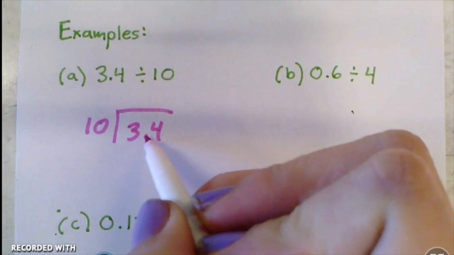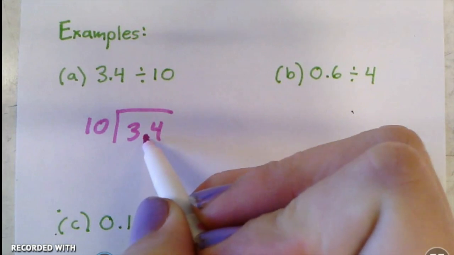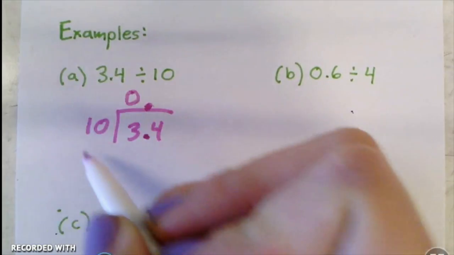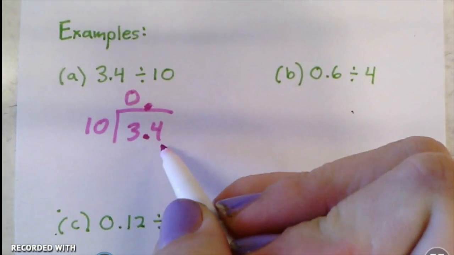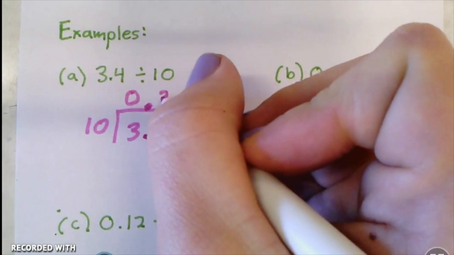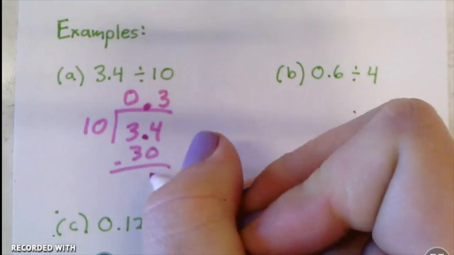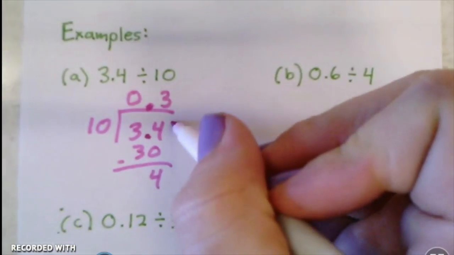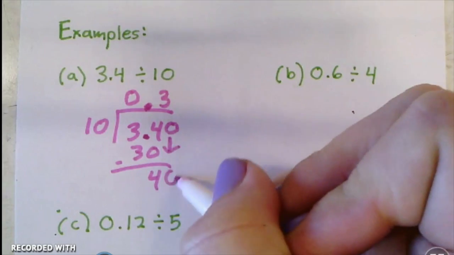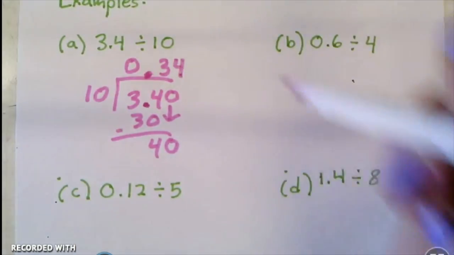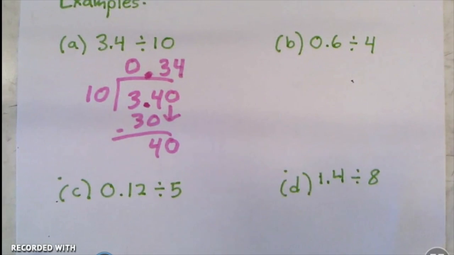So, I've got a decimal place right here. Decimals in the house, raise it to the roof. Does 10 go into 3? Nope. Does 10 go into 34? Sure does, 3 times. 10 times 3 is 30. I got a remainder of 4. I got to bring down another 0. And 10 goes into 40 4 times with a remainder of 0.